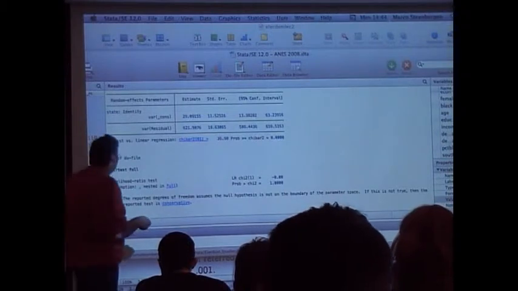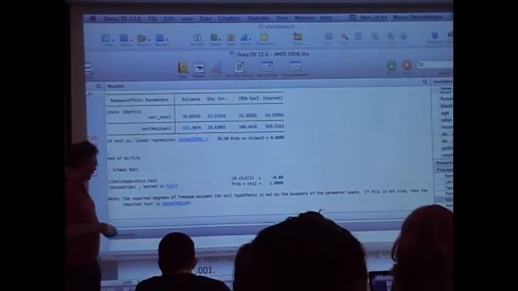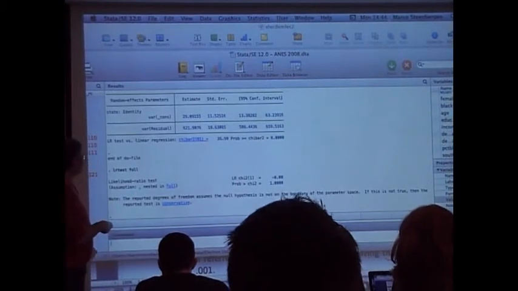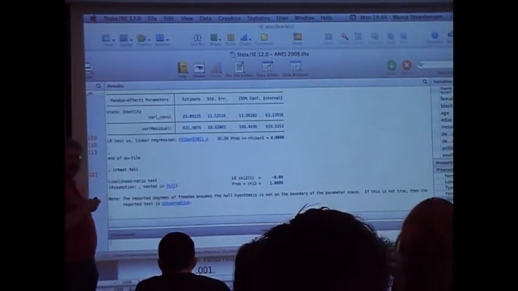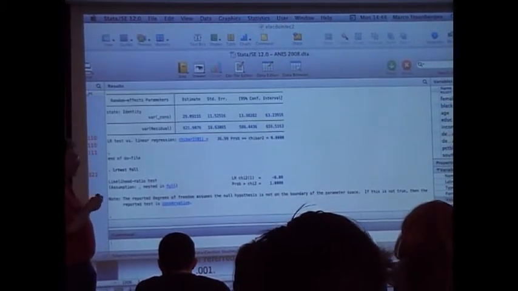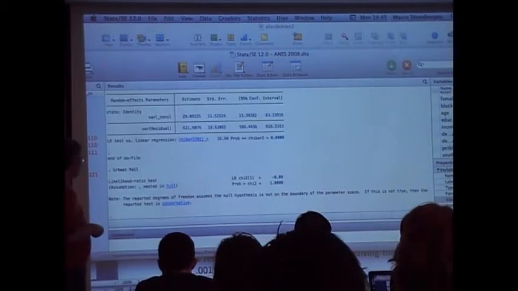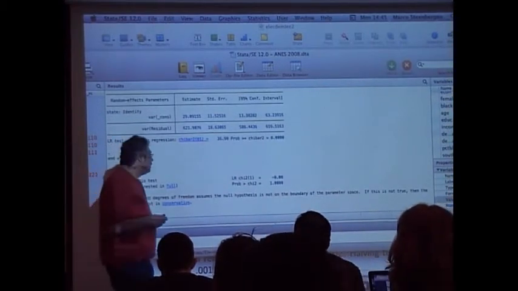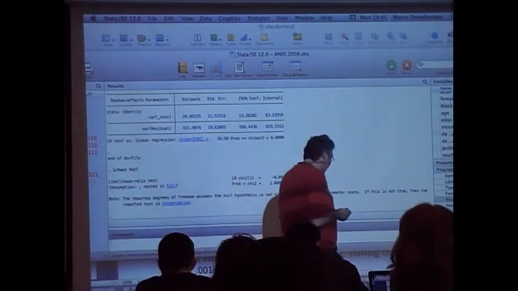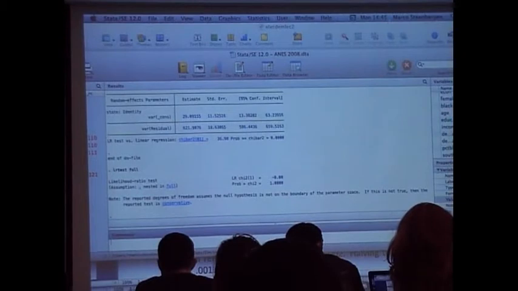You'll notice something a little weird. It's a negative value of chi squared. That's because this estimate in the full model of the variance component is so tiny that Stata's having a problem. That's what it is complaining about. But that's how you would carry out the test.